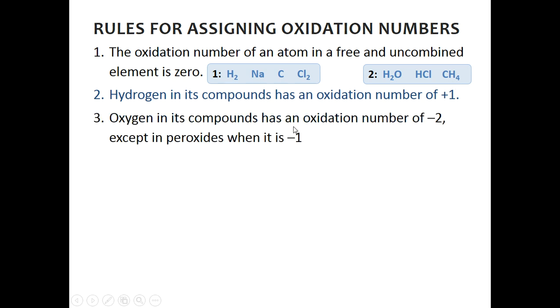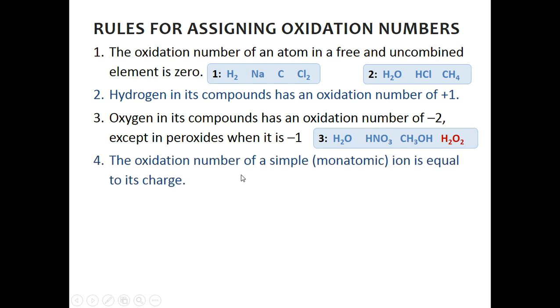Oxygen in a compound has an oxidation number of -2, except when it's a peroxide. So, for example, the oxygen in water has an oxidation number of -2. The same thing for nitric acid. Each oxygen in nitric acid has an oxidation number of -2, the same thing for methanol. And note that there is the exception of the peroxide, where each oxygen in hydrogen peroxide has an oxidation number of -1.